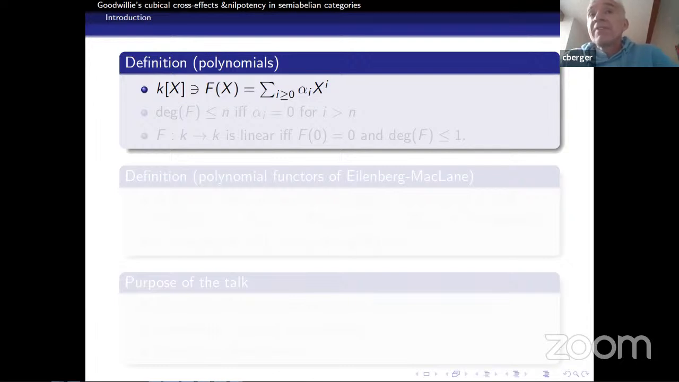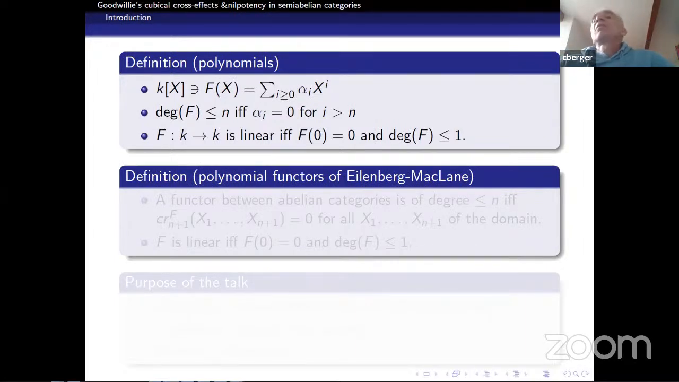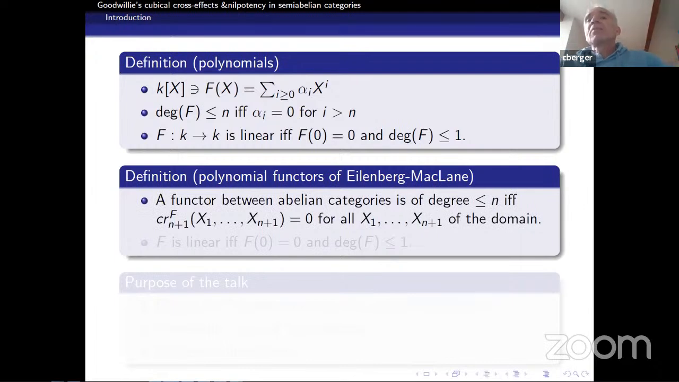What for me is very important is that there is a notion of degree of a polynomial, which you know very well. There is also a specialization to linear functions, namely these are precisely the polynomials which preserve 0 and are of degree less than or equal to 1. The same thing will happen with the notion of polynomial functor of Eilenberg-MacLane, and also with the one I deduce from Goodwillie. So you have seen that a functor between abelian categories is of degree less than or equal to n if all cross effects of order higher than n vanish for all objects of the category.